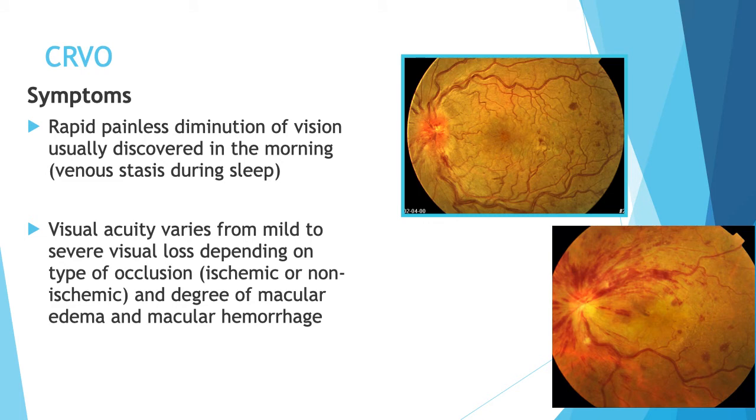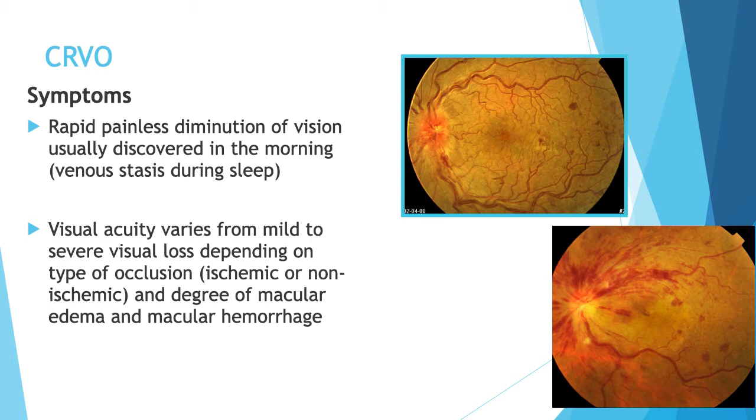What are the symptoms? The patients come in with rapid painless diminution of vision. It's not loss of vision, it's diminution of vision, and it's rapid and painless also, and usually discovered in the morning, as I said, because of the venous stasis, the ability to thrombus formation during sleep because of stagnation of blood, and it's a very good condition for the thrombus to be formed. Visual acuity varies from mild to severe. It could be 6/9, 6/12, and severe visual loss, counting fingers.